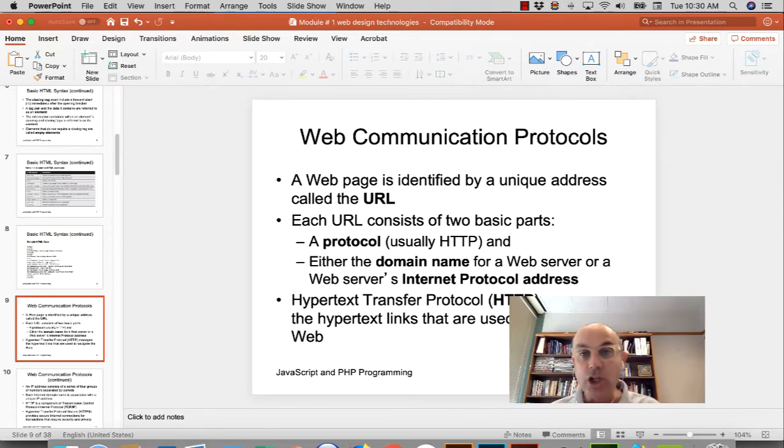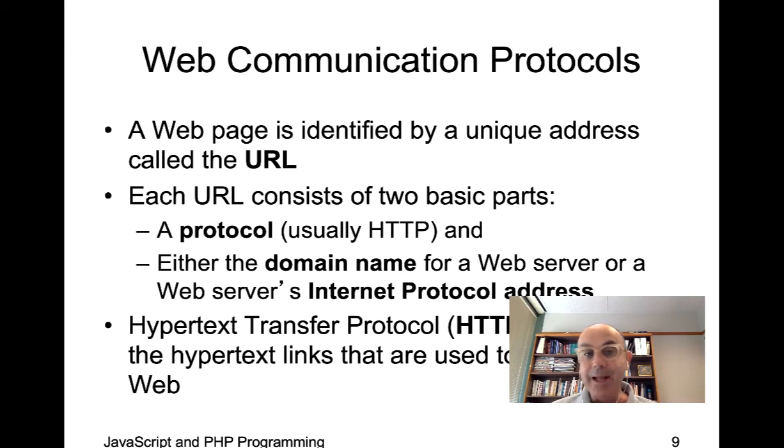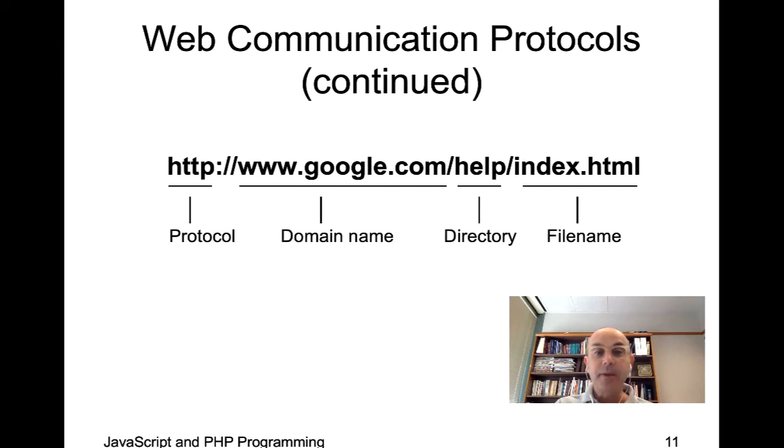But the web also has a communication protocol, and the address consists of two parts: the protocol itself, the HTTP or the HTTPS, which is a secure protocol, and the domain name and the internet protocol. So in this case, when you log into Google Help, you are going to end up in a domain name, a directory, and a file name.